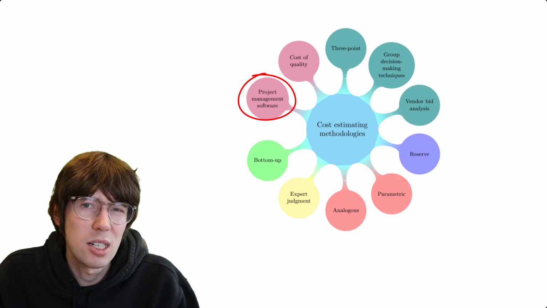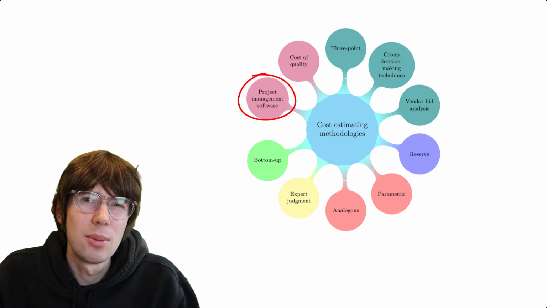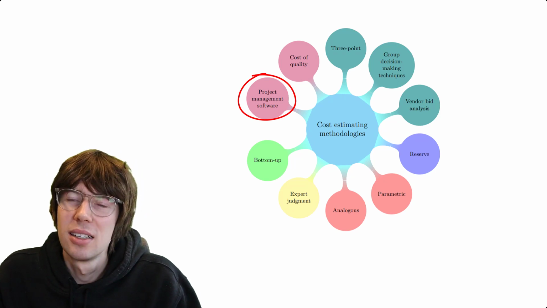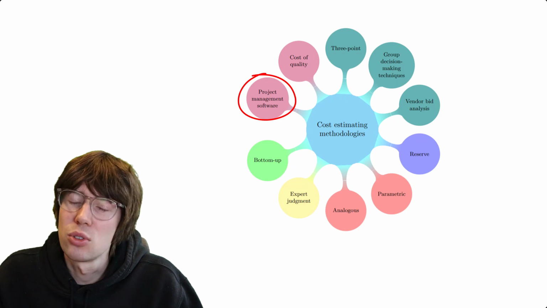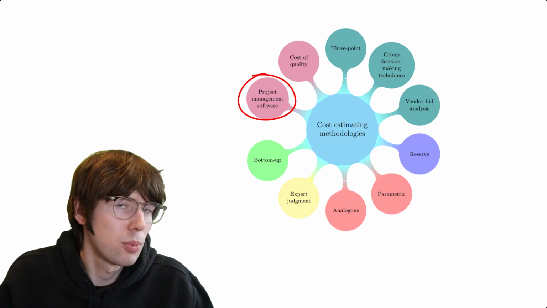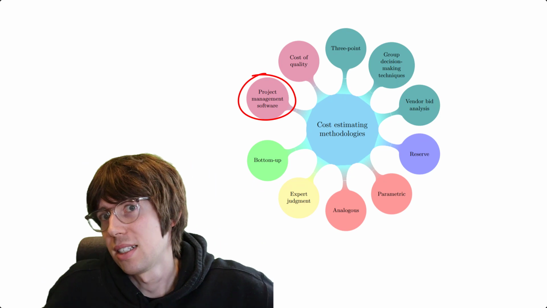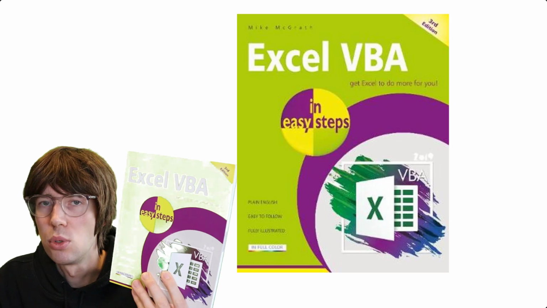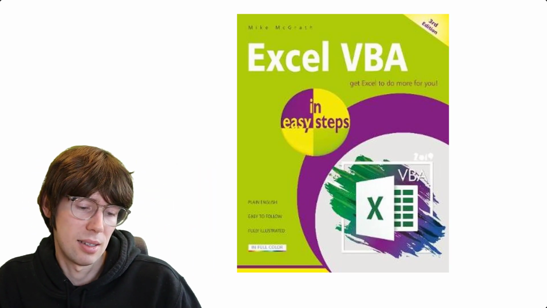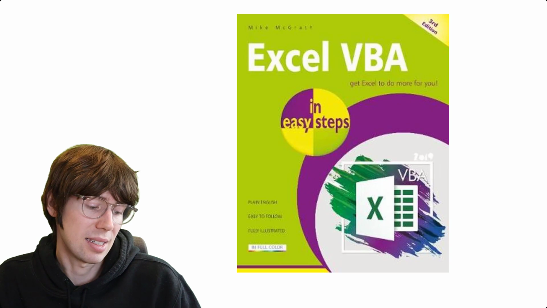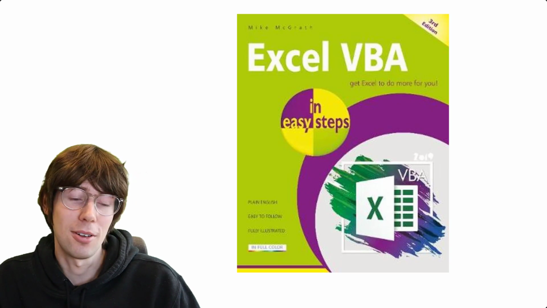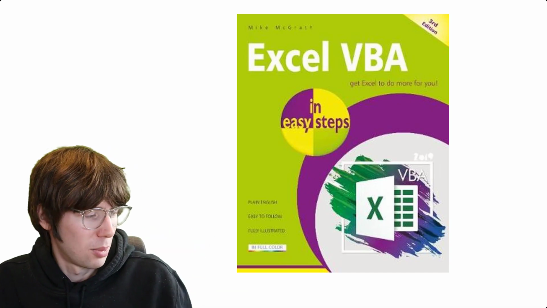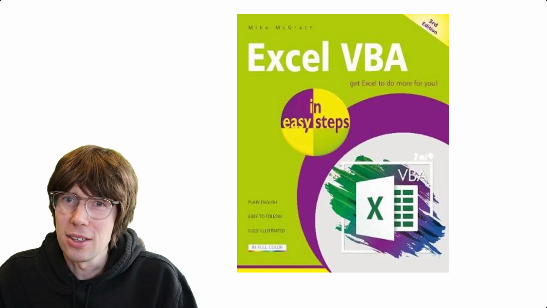When it comes to project management software, I don't really need a book there. There's so much material freely available on the internet. On YouTube, there are so many videos you can look up there. But if I had to put in something, which I kind of have to, I just went to my campus bookstore and they had this book, Excel VBA: Get Excel to do more for you in easy steps, plain English, easy to follow, fully illustrated. And the book is so-so, but we need to put in something there. But anything really kind of works there.